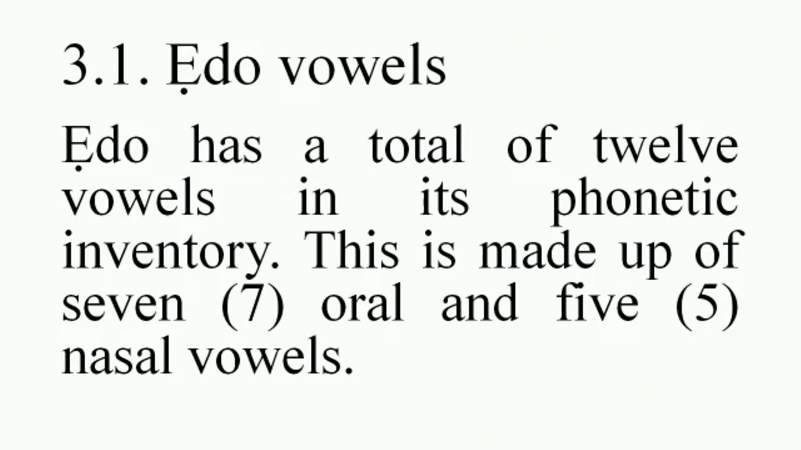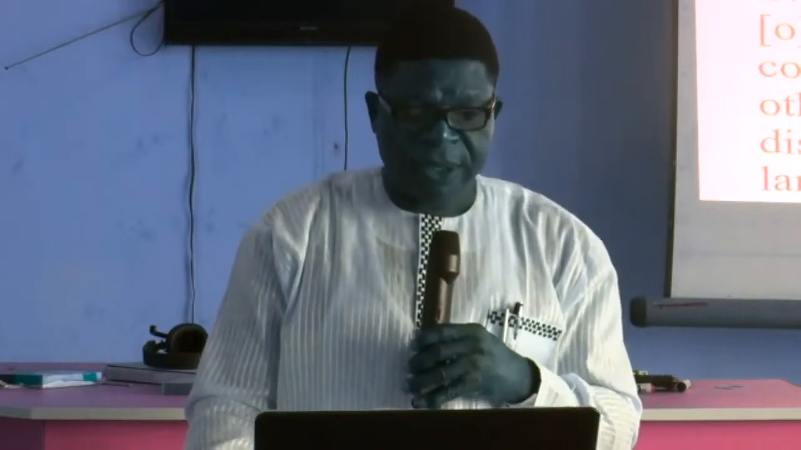Edo vowels. Edo has a total of 12 vowels in its phonetic inventory. This is made up of 7 oral and 5 nasal vowels. 2 of the oral vowels, that is the A and the O, do not have corresponding nasal vowels. In other words, there are no distinctive nasal A and O in the language.